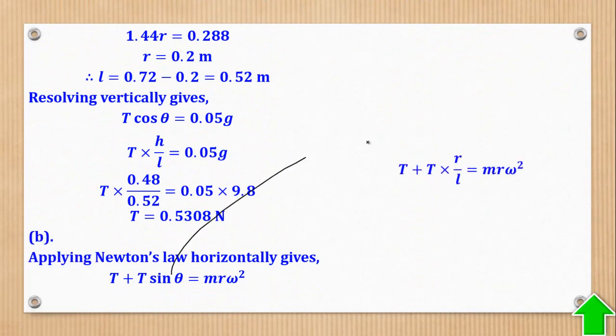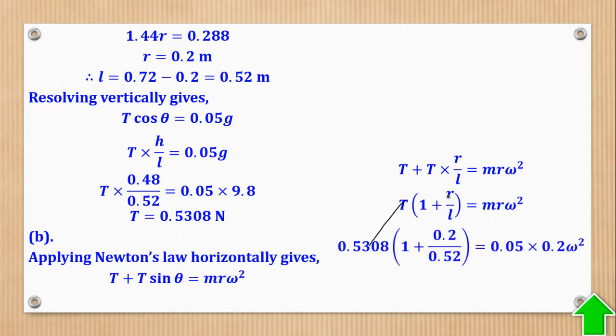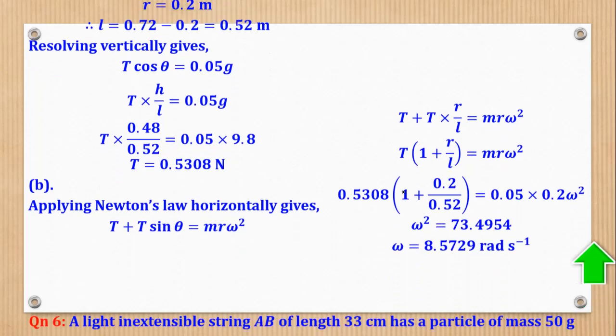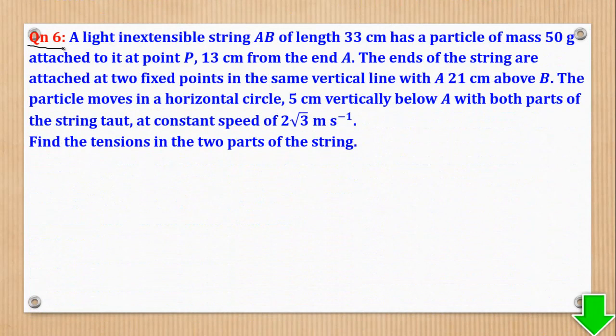So sine theta is equal to R over L. Factorize out T, you come up with this. Then you can substitute for T, for R, for L, for M. Then you remain with omega as the only unknown, which gives you that. So now we shall go to question 6.